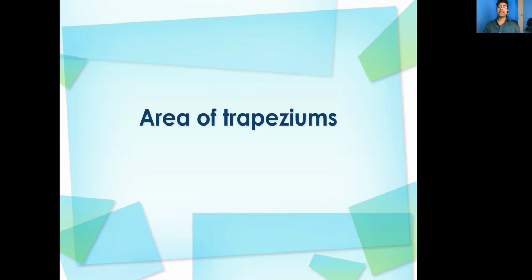There should be at least one pair of sides that are parallel, and the other sides could be parallel or couldn't be parallel, it doesn't matter. But for the trapezium area, the important thing you need to know is the height, or the distance between the two parallel lengths. So let's see.